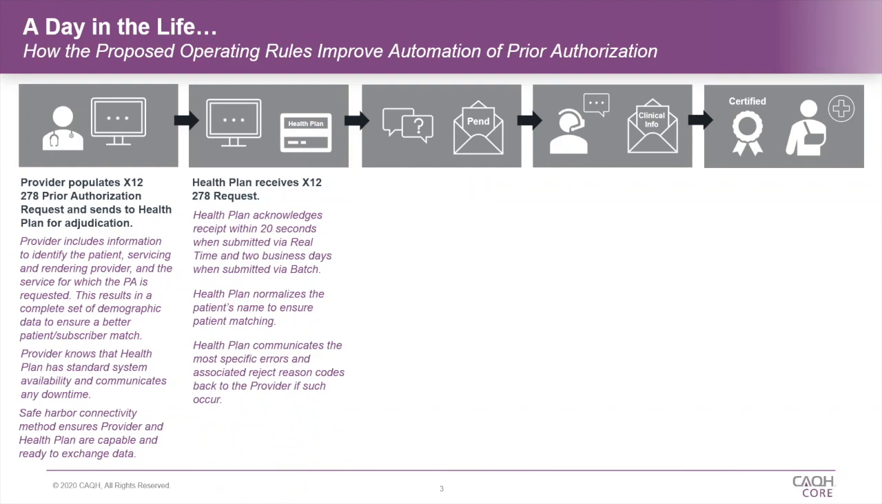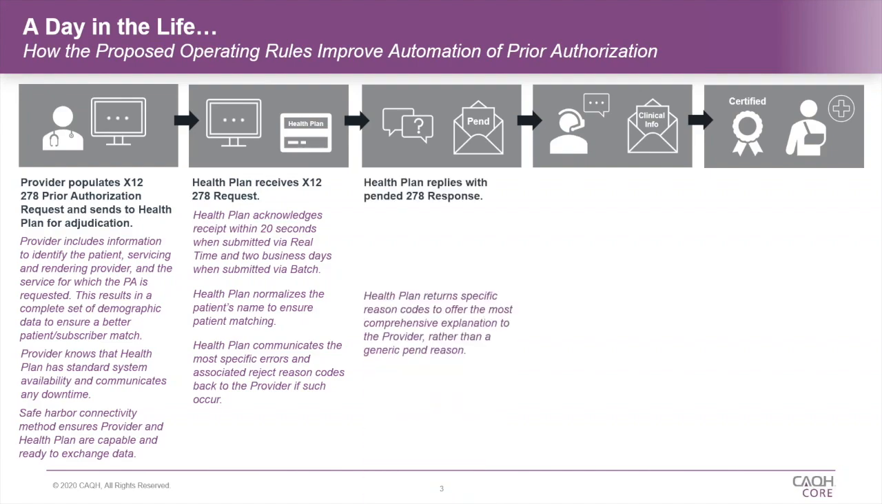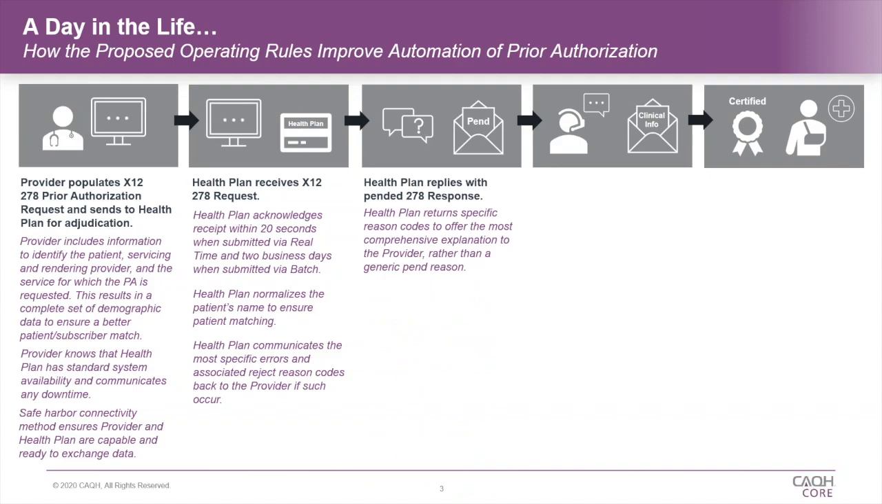So then the health plan receives the 278 request. They're required to acknowledge the receipt within 20 seconds if the request is submitted via real time, and 2 business days when submitted via batch. The health plan then normalizes the patient's name to ensure patient matching, and communicates the most specific errors and associated reject reason codes back to the provider if such occurs. The health plan then replies in this scenario with a pended 278 response.